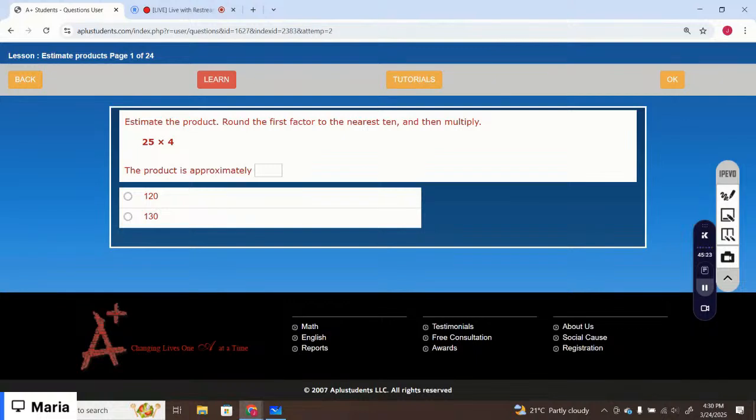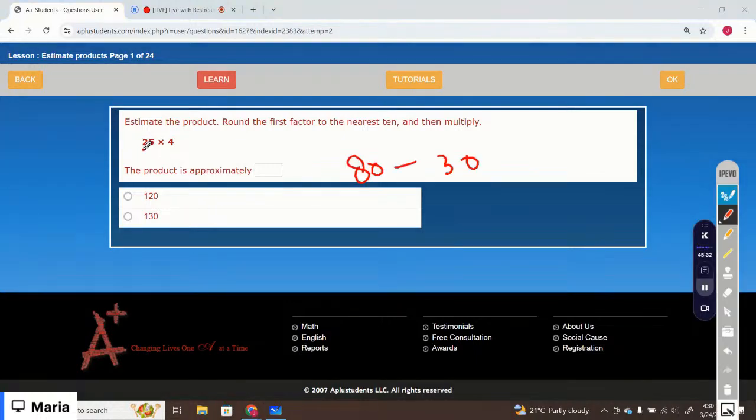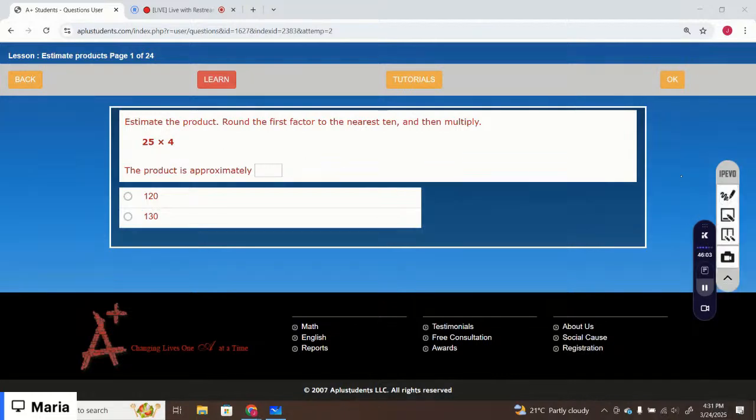Estimate the product. Round each factor to the nearest 10 and then multiply. 25 times 4. The first factor you need to round to the nearest 10. So 25 is exactly midway between 20 and 30, right? That is rounded to 30. So 30 times 4 is 120. So the correct option is option number 1. It would be rounded to 120.